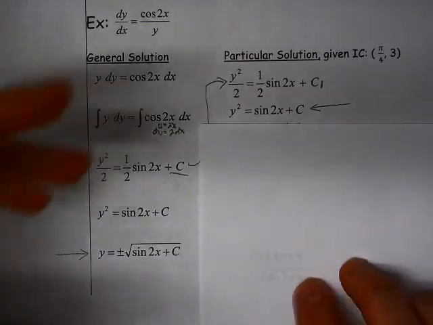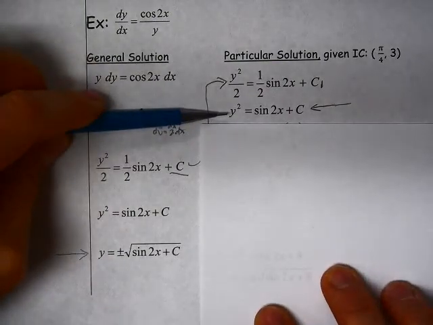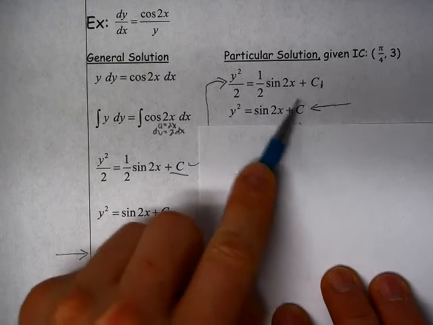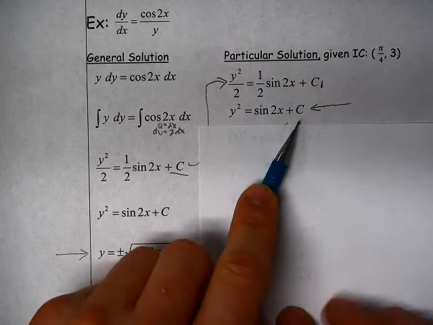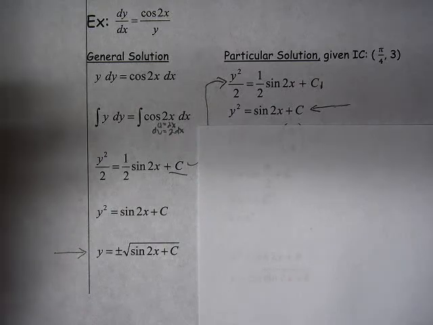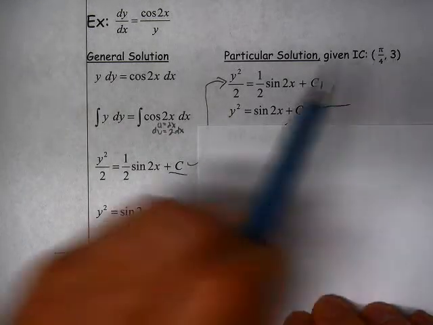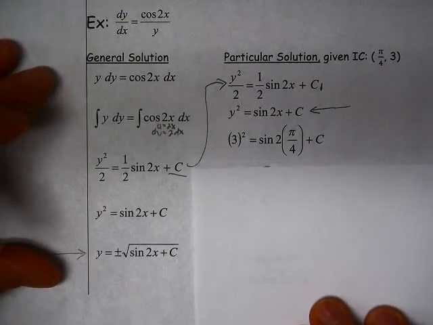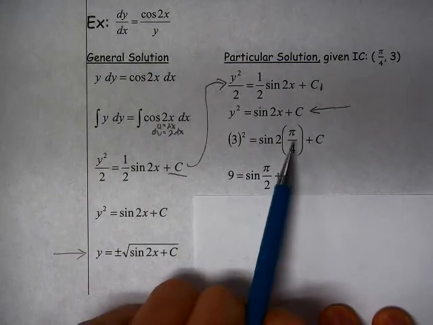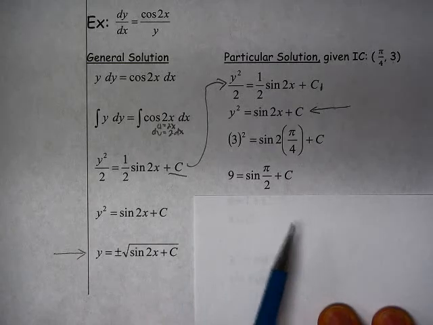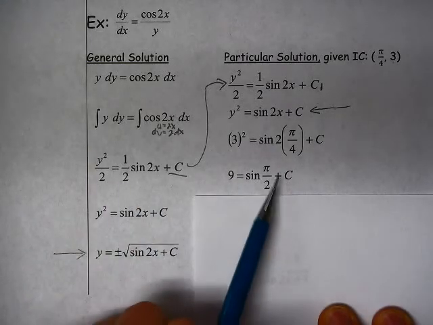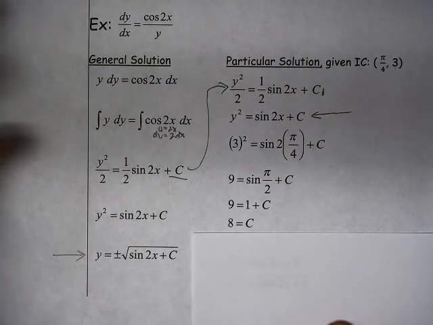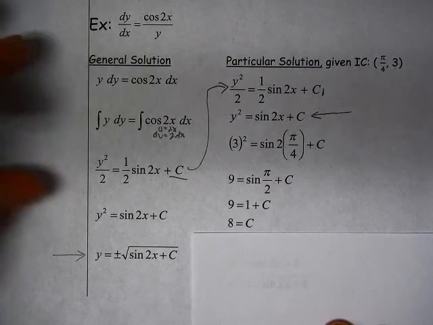So I'm going to choose this step to start solving for c because I have a c that's nice and it's going to be really easily isolated. So it's a nice place to start. I'm going to plug in my y equals 3 and my x equals pi over 4, and then I'm just going to solve for c. So I evaluate this. 2 times pi over 4 is pi over 2. 3 squared is 9. The sine of pi over 2 is 1. So I get my c value is 8.